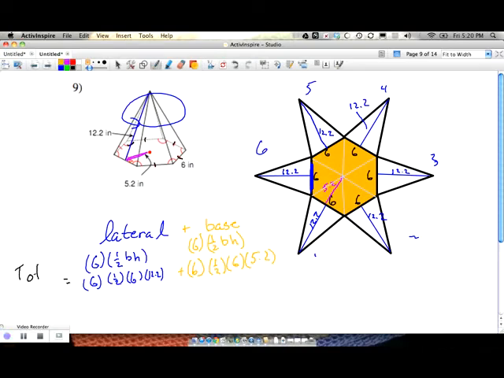This equals our total area, or our total surface area. It's kind of implied when it says find the surface area that you have to find the total surface area, but just to be clear, that's what we're doing. We're adding up all the faces to find the surface area.